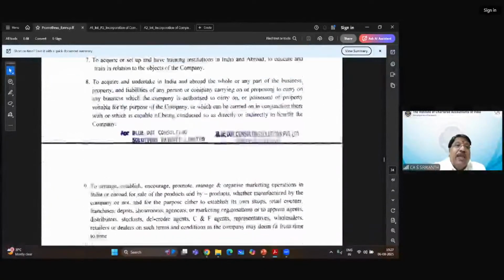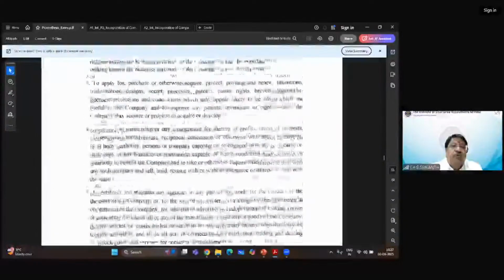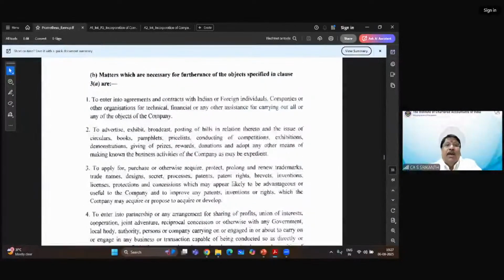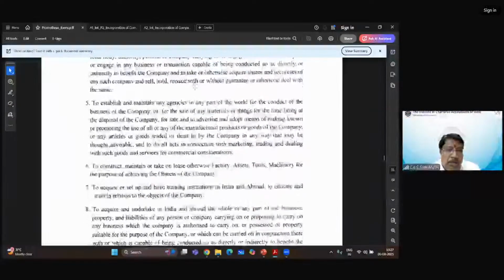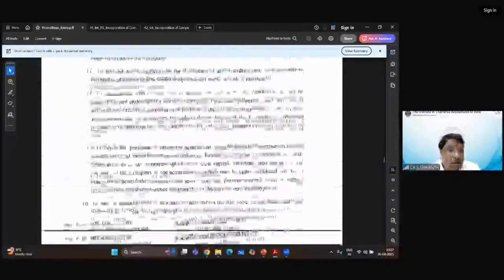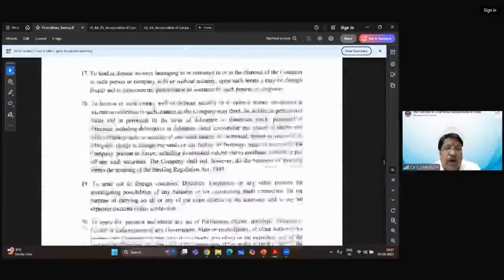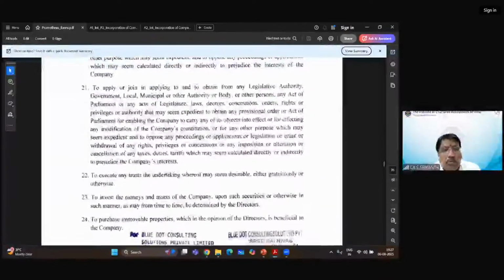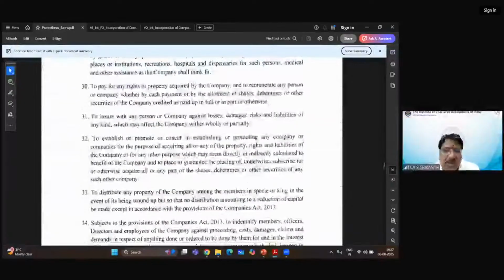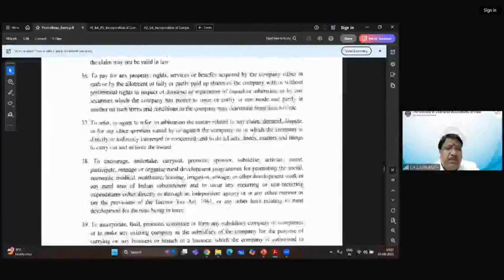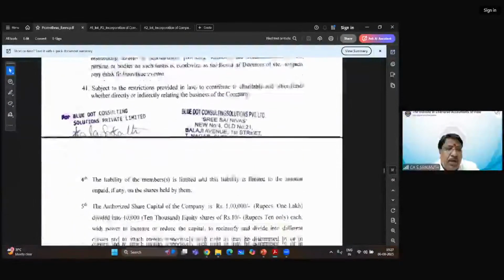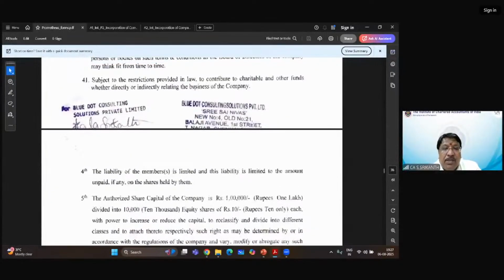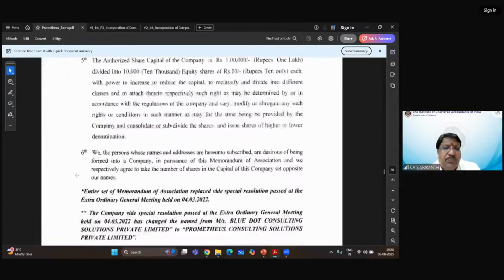So these are the ancillary objects, the objects for carrying on the main objects, matters which are necessary for furtherance of the objects specified. Then of course a lot of items are there: lend, borrow, all that. Everything and anything that you have to do will be covered in this. I'm sorry, I'm going a little fast. Fourth, liability of the members is limited to the amount, if any, unpaid on the shares held by them. Authorized capital, 1 lakh, whatever.